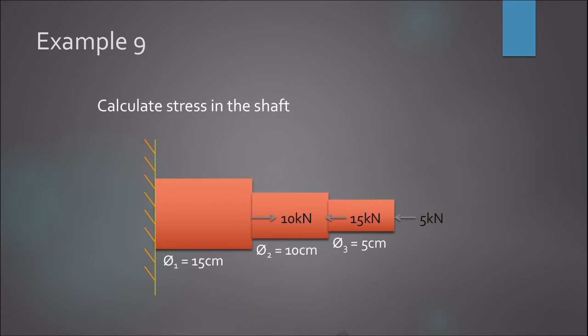Now we look at example number 9. Calculate stress in the shaft. So the shaft here has 3 parts, so we have to calculate one by one. I mean we have to divide it. Okay. Why? Because the cross section has changed.